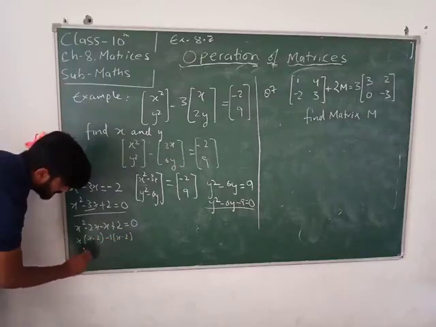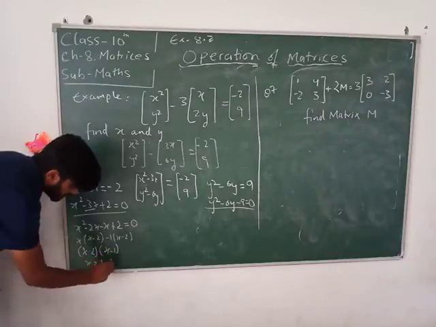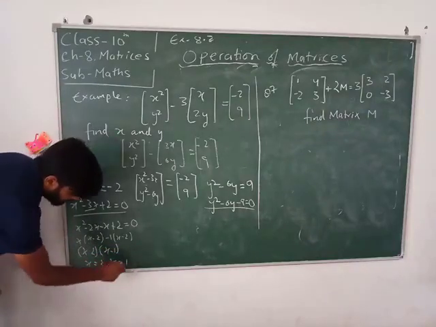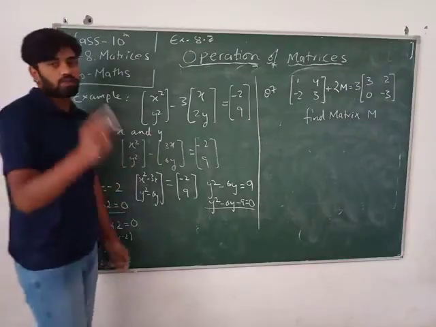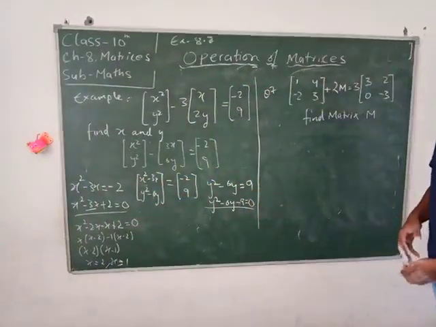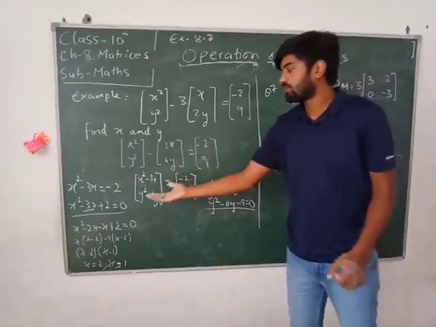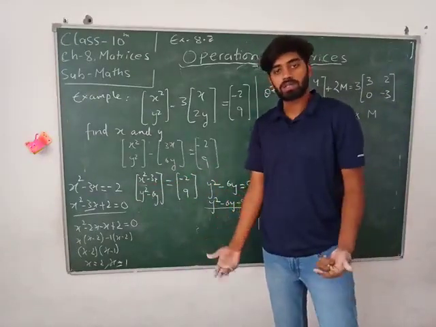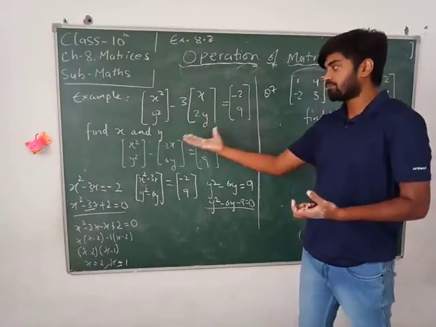So I have two brackets, x minus 2 and the other one is x minus 1. So my answer is x equals 2 or x equals 1. Okay, so I got two answers of x. That's how I can bring my answer. See, my deal is not how to solve the quadratic equation. My deal is how to solve matrix when this type of things are given.